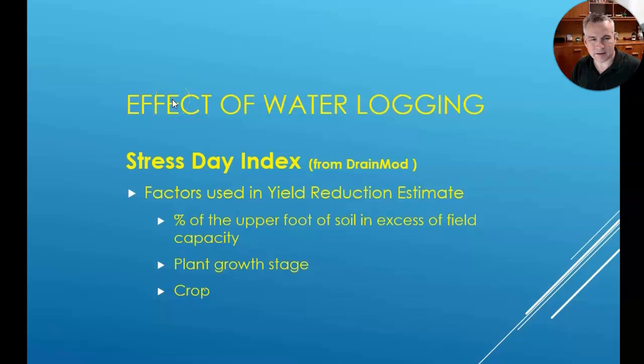To better understand the impact of waterlogging on crop yield, you need to look at a few factors. Firstly, how often and how long does the waterlogging occur? That can be measured by the number of stress days, and one stress day would be defined as the top 1 foot of soil in excess of field capacity. The next factor is the plant growth stage, and that varies by crop type.